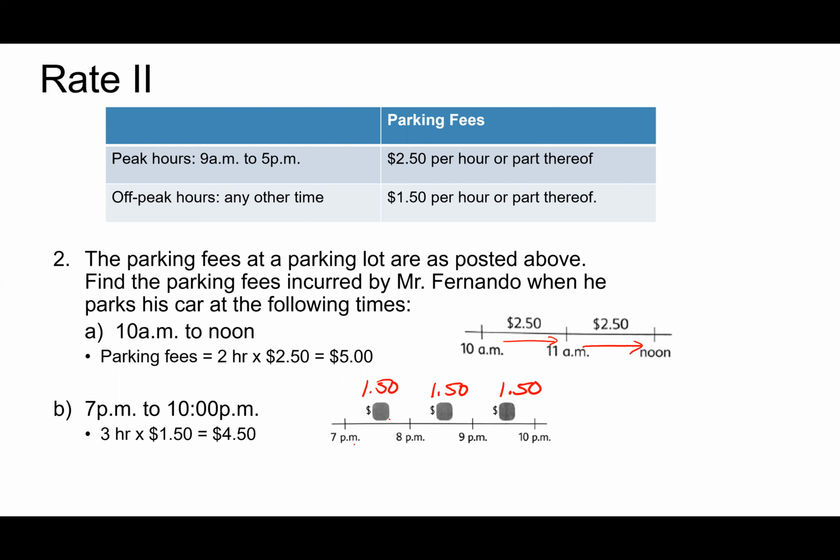That's a great question. Let's take a look at our chart right here. This is why we have the chart. So this is 1 hour from 7 to 8. This is another hour from 8 to 9, and this is the last hour from 9 to 10. So do you see why it's 3 hours and not 4? Great. Okay, Charlie.